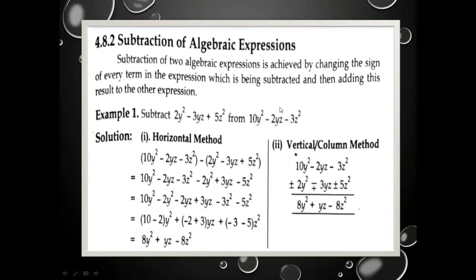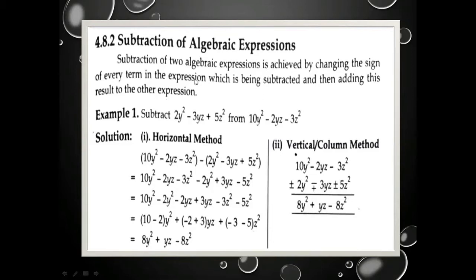Now we are going to see what are the method and rule of the subtraction. The second fundamental operation is subtraction. So the subtraction of algebraic expressions. Subtraction of two algebraic expressions is achieved by changing the sign of every term in the expression which is being subtracted, and then adding this result to the other expression.